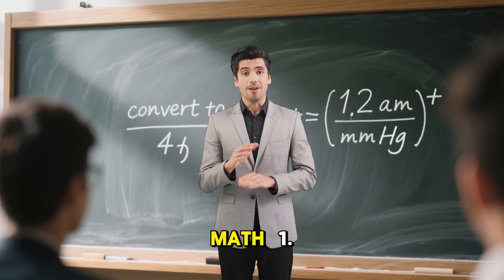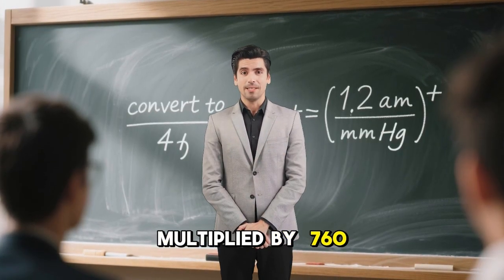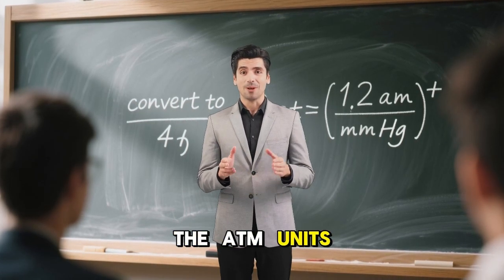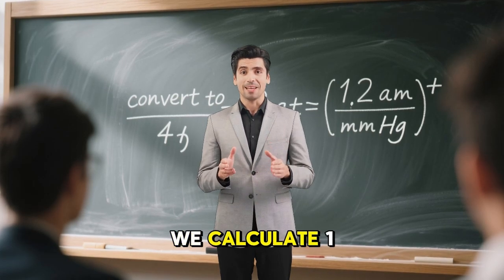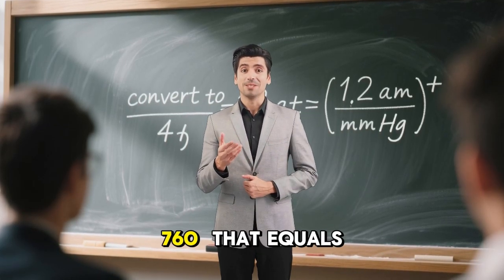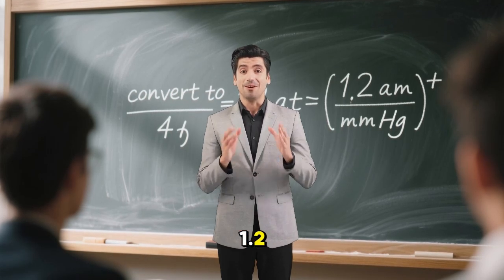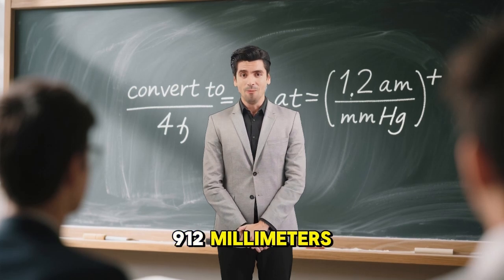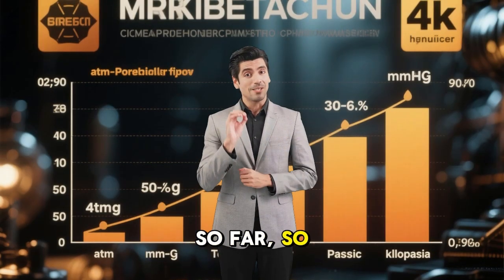Let's do the math. 1.2 ATM multiplied by 760 mmHg over 1 atmosphere. The ATM units cancel out, leaving us with mmHg. Now, we calculate 1.2 times 760. That equals 912. So, 1.2 atmospheres is equal to 912 millimeters of mercury. Pretty high pressure. So far, so good.